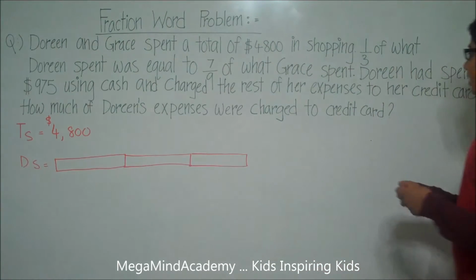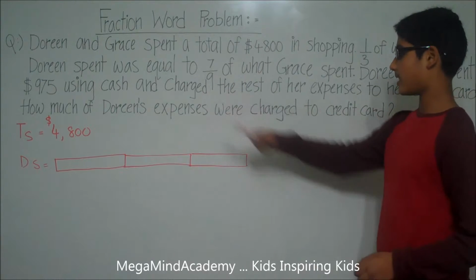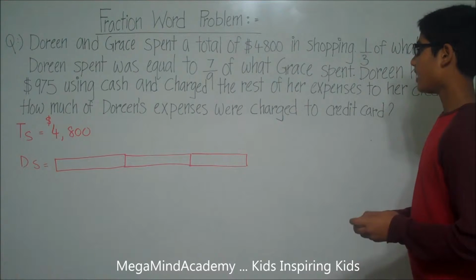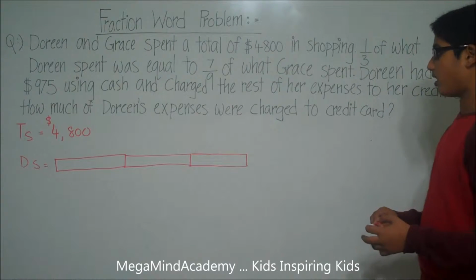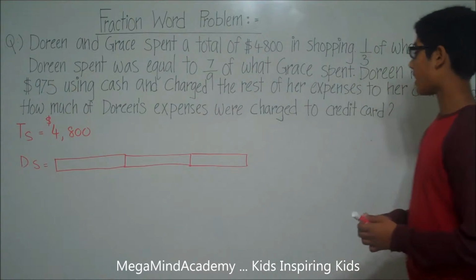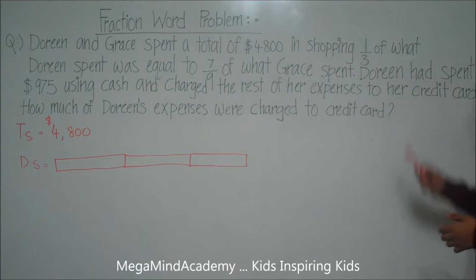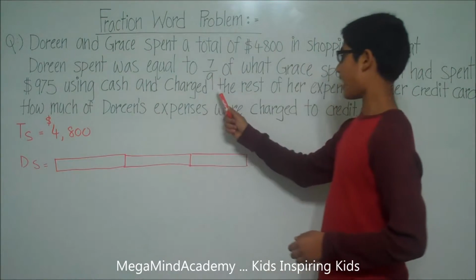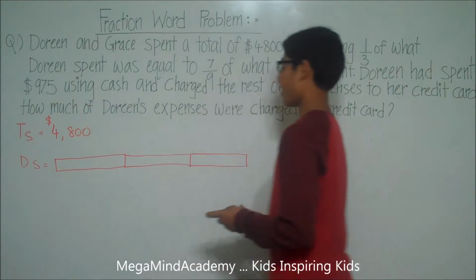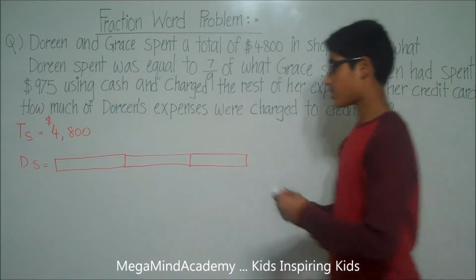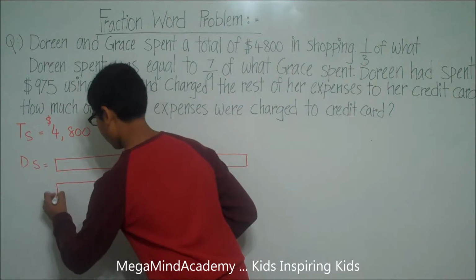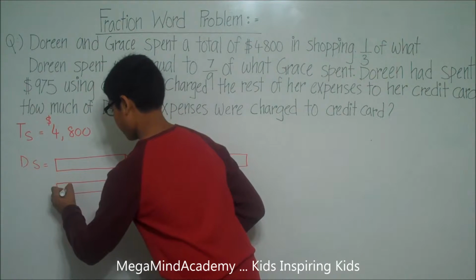We can also see another fraction here, 7/9. So we can see that 9 is the denominator. So this means that Grace spent 9 blocks of money. We can also see that it has a numerator of 7. And the problem states that 1/3 of what Doreen spent was equal to 7/9 of what Grace spent. So that means that for 1 unit that Doreen spent, Grace spent 7 blocks. Let's draw this. So for every 1 unit that Doreen spent, she spent 7 blocks.